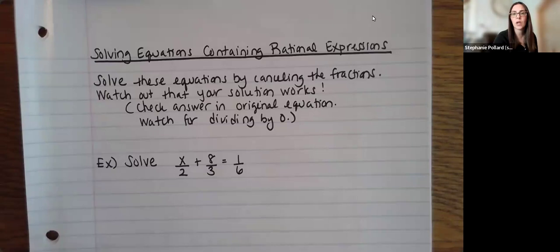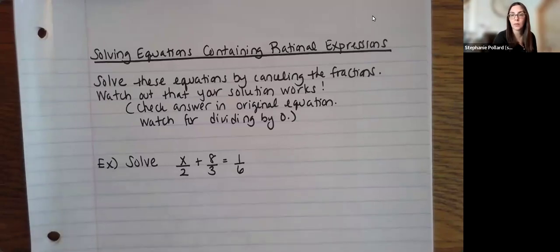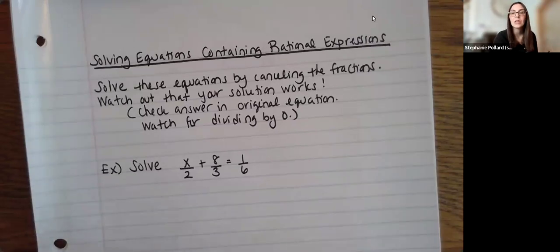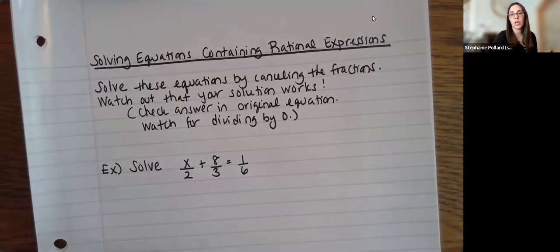Now, in all cases, we do solve these equations by canceling the fractions. So we're going to use common denominators to multiply through those equations and get rid of those fractions right away. The only thing is when we have variables in the denominator, we have to be super careful because we could actually get what are called extraneous solutions. So those are answers that don't actually work. What happens by multiplying through by additional factors is you sometimes create extra answers that are not true answers. So you do have to always check your answer in the original equation to make sure it works.